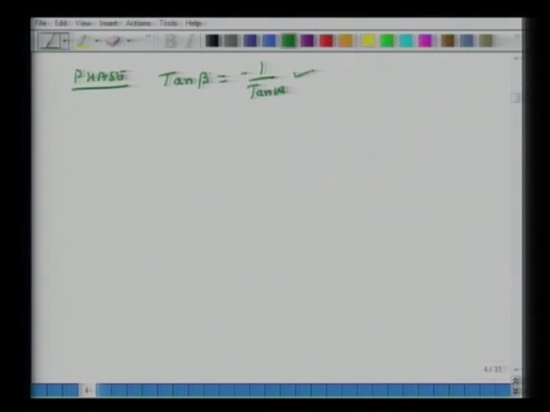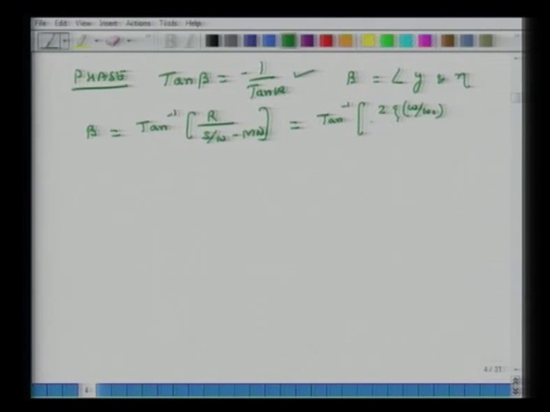Given that we define this term, beta equals the phase difference between y and eta. So beta equals tan inverse of r over s divided by omega minus m, times omega, and this is tan inverse of 2 eta omega over omega naught, divided by 1 minus omega over omega naught, the entire thing squared.